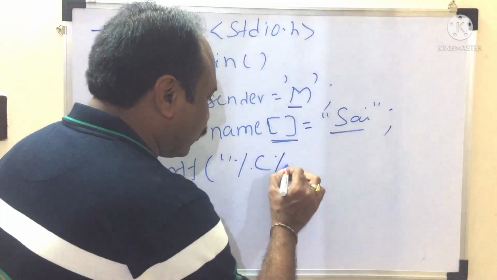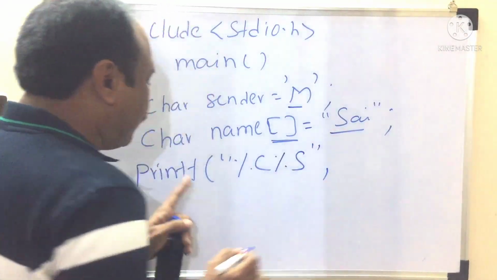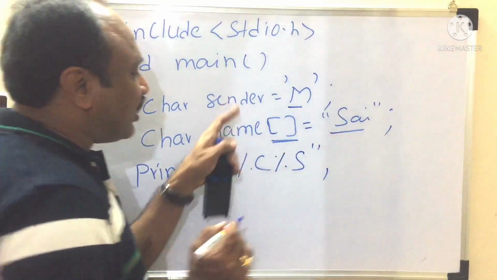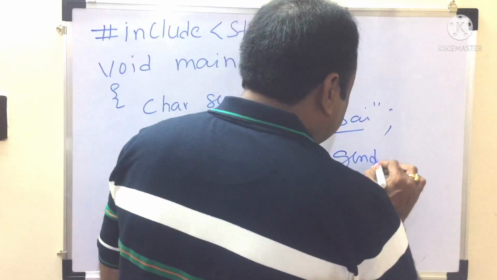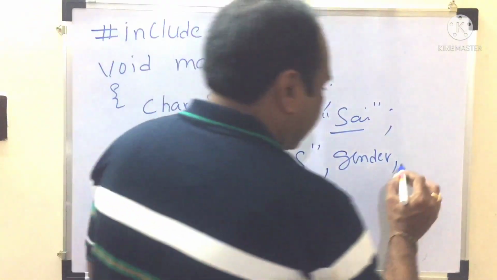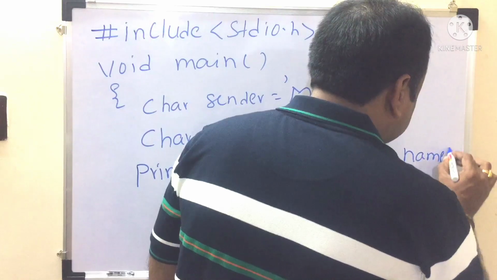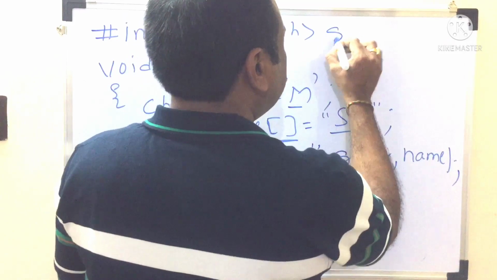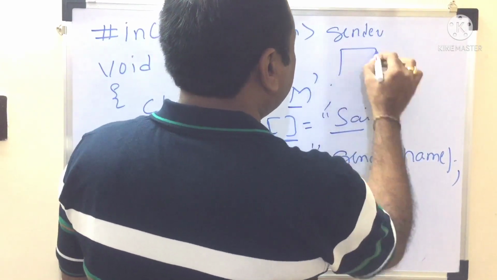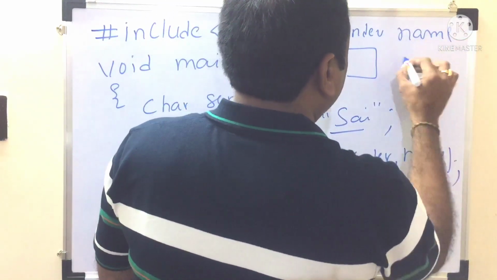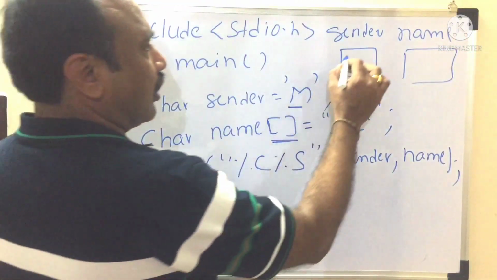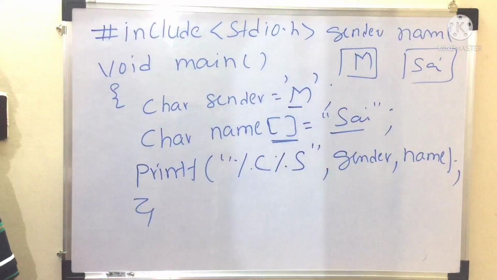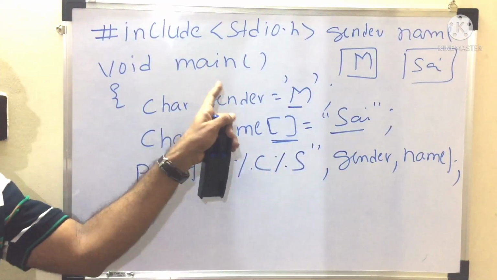To print a string, we have to use percentile S. In printf, percentile C prints a character, percentile S prints a string. Where is this character? Under the name gender. Where is the string? Under the name. See, here also we are using two variables, gender and name. Under gender we are storing M. Under name we are storing Sai. It will print like that. Using printf also you can print a character.